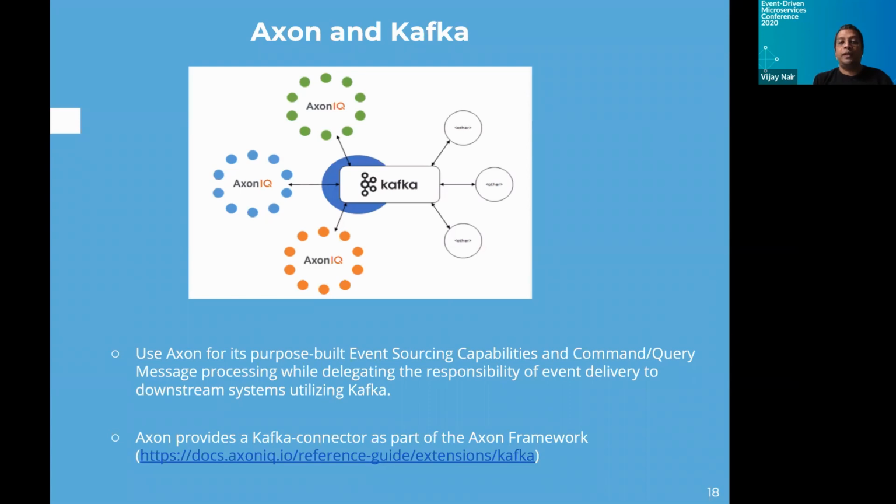You use the right tools for the job, as I said. You use Axon for event sourcing, and then you use Kafka as your event streaming platform for downstream delivery. That's all I had today to speak about between Axon and Kafka. The extension is available today for usage.